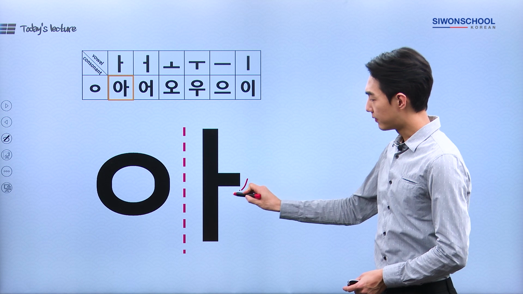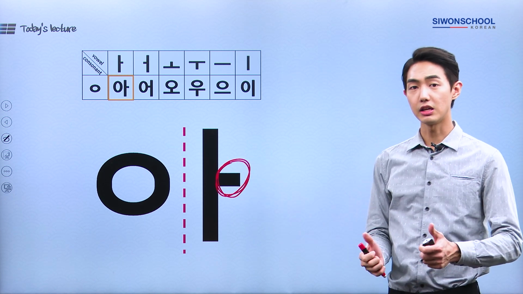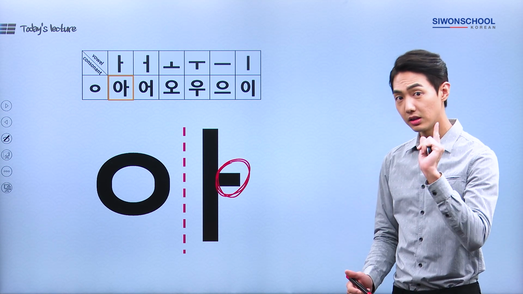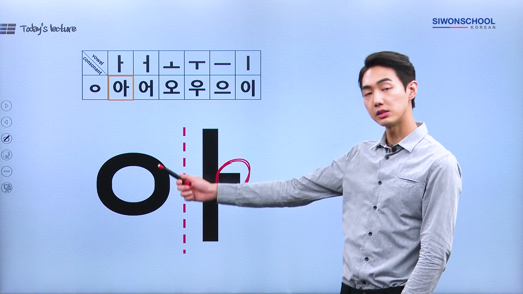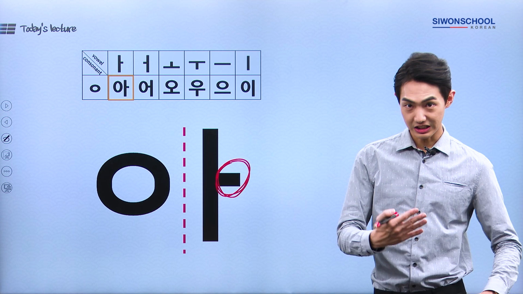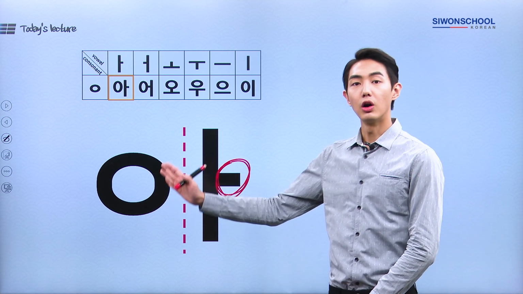Remember this little funny thing, okay? Depending on this dash thing, you can see if it goes to the right or the bottom. And which one comes first? Always what? The consonant. Later on, you're going to learn like 기역, 니은, 디귿. There are actually more. But for now, just start with a O.